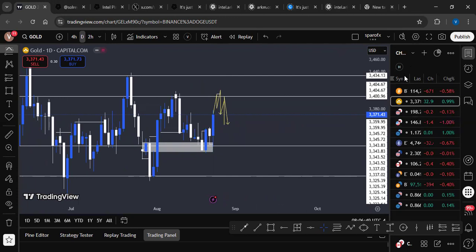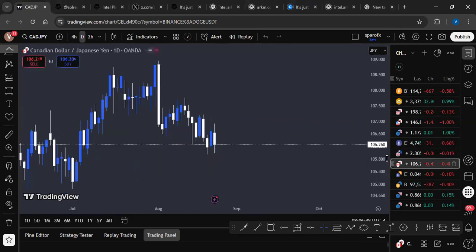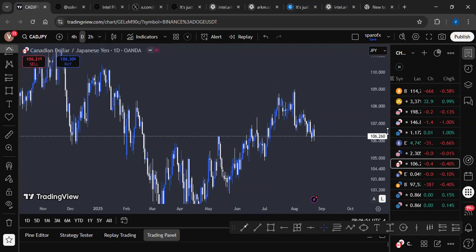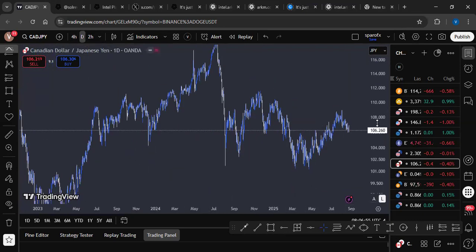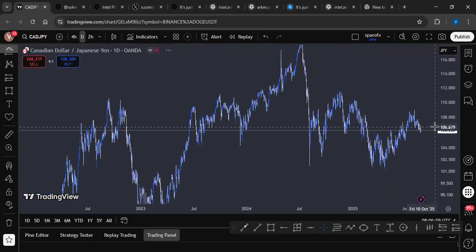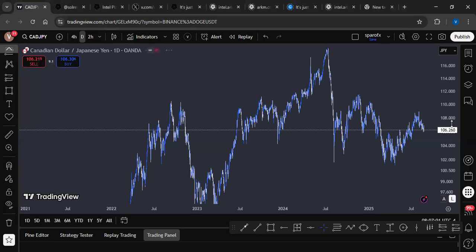So today I'm going to be analyzing CAD JPY. I have an analysis on CAD JPY. So starting from the higher time frame, it will be more like a top-down analysis, right? Starting from the higher time frame, I'm going to be marking out the levels I expect this market to bounce off from, and where I expect the market to go to, right?